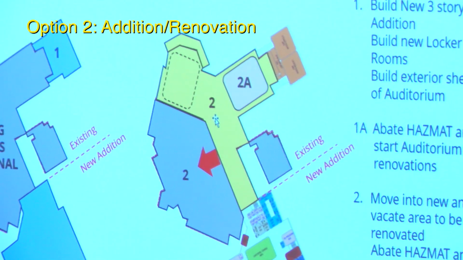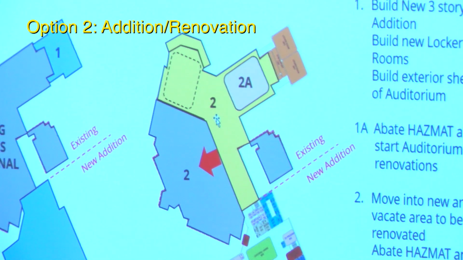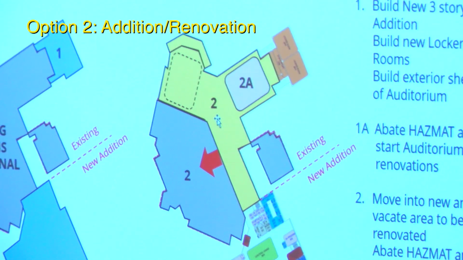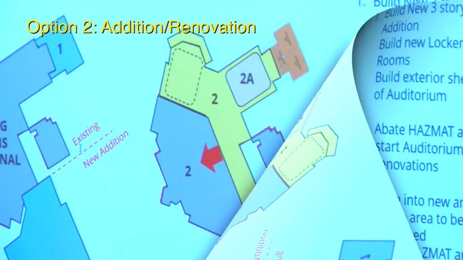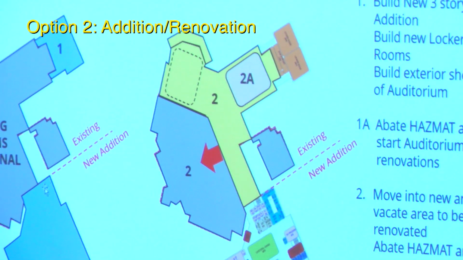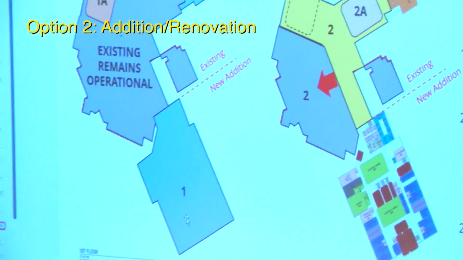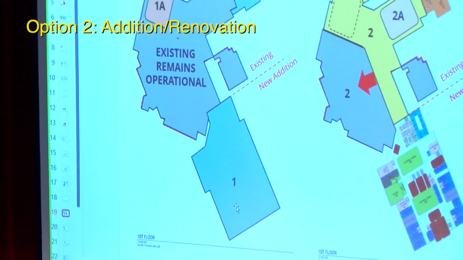But the big question is how do you go about doing that and keep the building safe for students, safe for staff, and have the education take place while all this is taking place? How do you phase this and logistically make this work? But the first step, and that's what you see here on the left, is we would build a 3-story addition just to the south of the existing school.